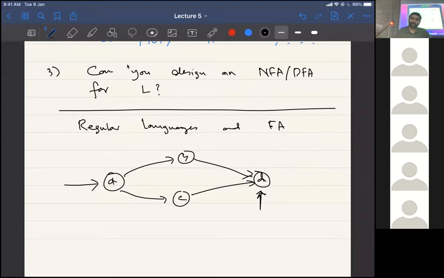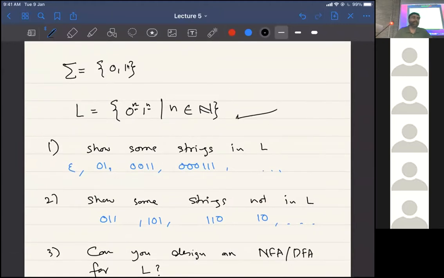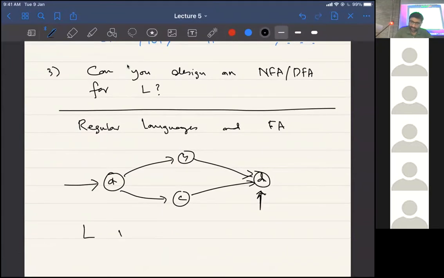And in order to recognize or accept this language, we need, actually, an infinite amount of memory because we do not know what this n could be. n could be any number. It could be infinitely large, right? So it means that we cannot construct a DFA for it. So this is an argument which we use to show that this language is not regular. So we would say that L is not regular, right?